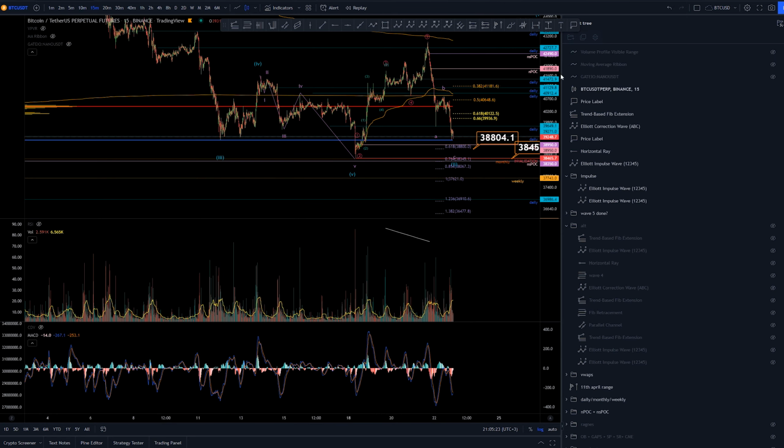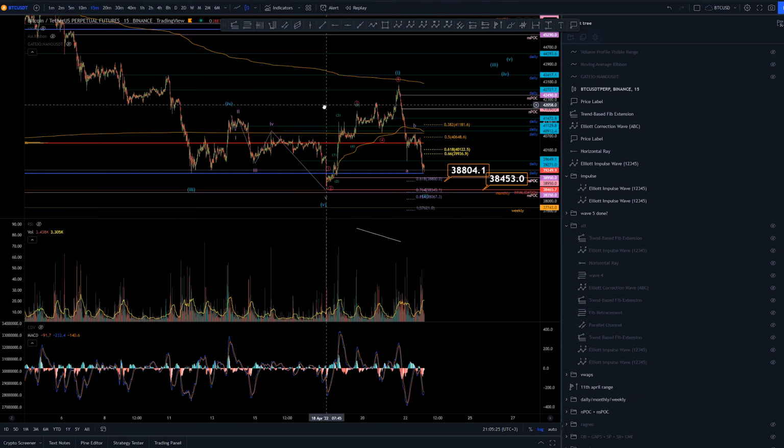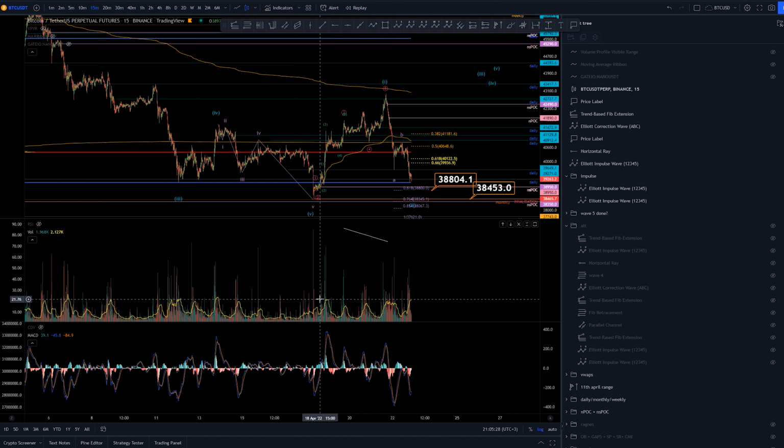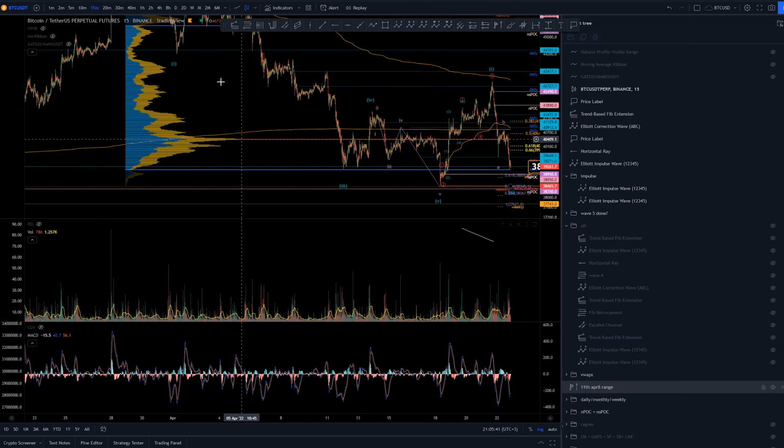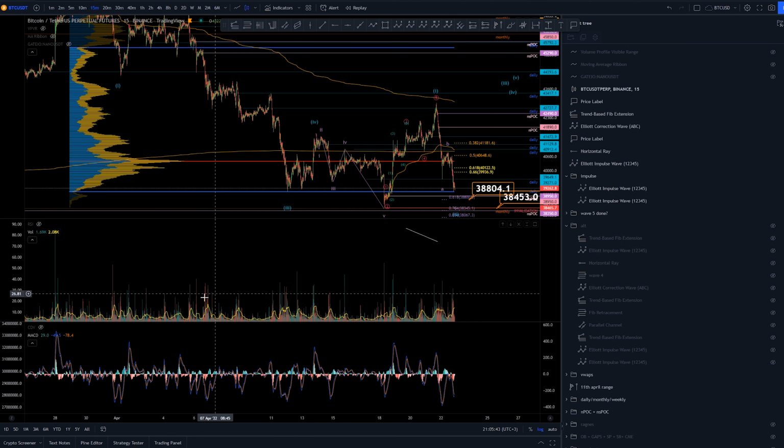Check out some volume here. Does this support the count? Well, there is some volume, but is it relatively different from the previous? Not really. It is actually pretty much the same.